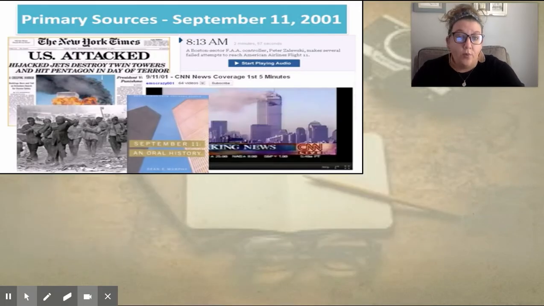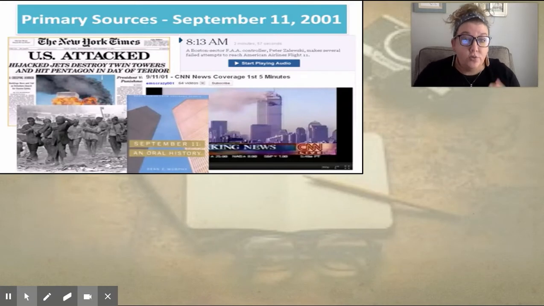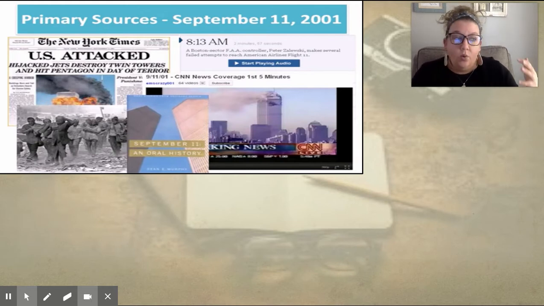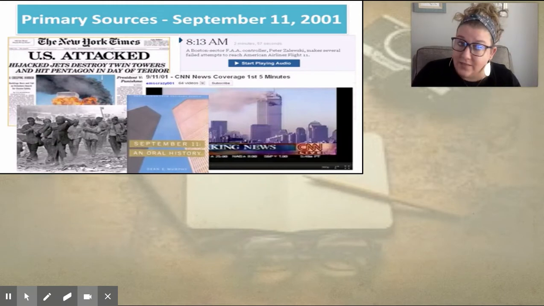All right, so a primary source, we're going to use September 11th as an example. Primary sources would be news footage from CNN, an article from the New York Times, pictures that people have taken, an oral history, meaning like talking to someone who was present at Ground Zero, who was present in New York on the day, talking to someone who was even just alive during that time. So if you talk to your parents about September 11th and, hey, what was it like for you? That's still a primary source.